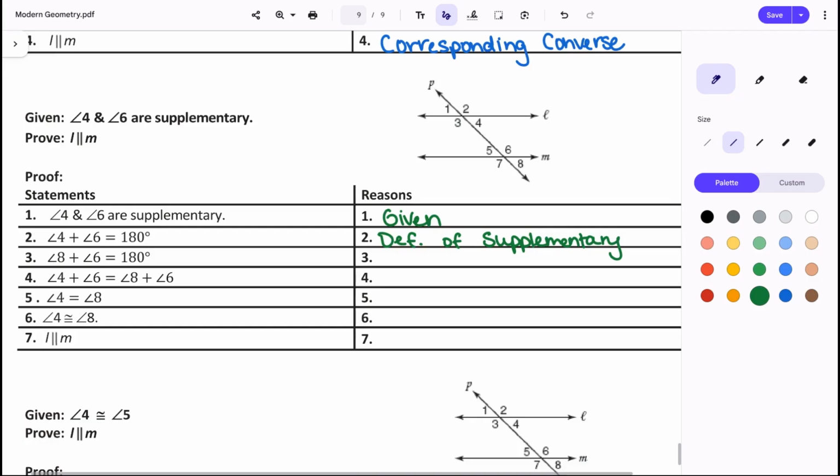Okay, how about for number 3? They say angle 8 plus angle 6 is 180. Why? They're a linear pair.